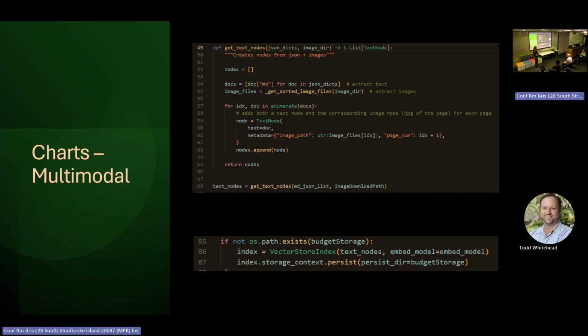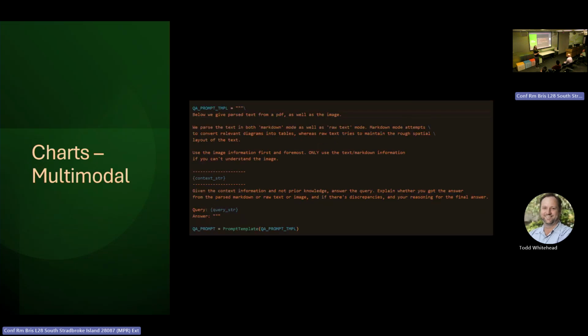And then we're going to go through and get that chunking of the text, and we're going to associate the text and give it the metadata of the image so they link together, and give it to the index down here. And then we're going to be a little bit fancier with our prompt. We're going to tell it that we're giving it markdown and text and images, and that you need to use the image first and only use the text information if you can't understand the image. So it's going to try and interpret the picture. Can't, it's going to go to text.